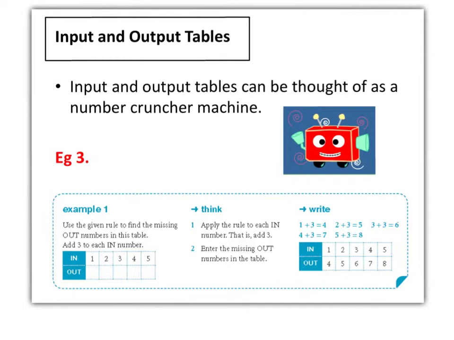So what that means is, for example, if we're looking at this one here, a 1 goes into the machine. Inside the machine, 3 is added. And so what number is going to come out? That will obviously be a 4. So in here we would write a 4. If a 2 went into our number crunching machine, inside 3 was added, so out the other side would be 5. And you could fill in the rest of your table, adding on 3 every time.